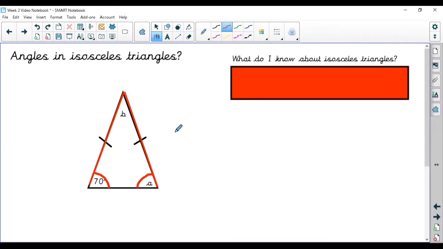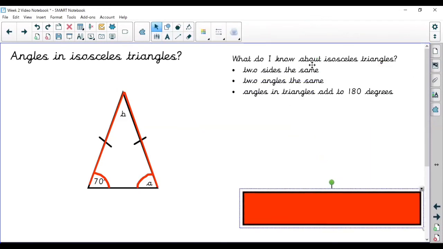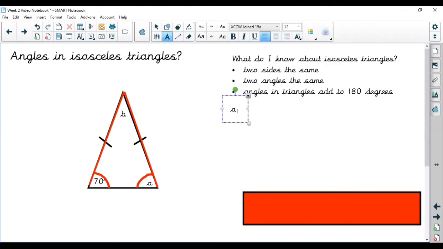Okay, so now I know those facts. I'm going to ask myself, just double check, what else do I know about isosceles triangles? I think I've just answered all of that, but let's just reveal what it says. What do I know about isosceles triangles? Two sides the same, yes, we have noticed that. Two angles the same, yes. And then what did I say about all angles in a triangle? They equal 180 degrees. So now, what do I know about 70 and A? Oh, I said these two angles are exactly the same. So it's 70 and A is 70. So A equals 70.